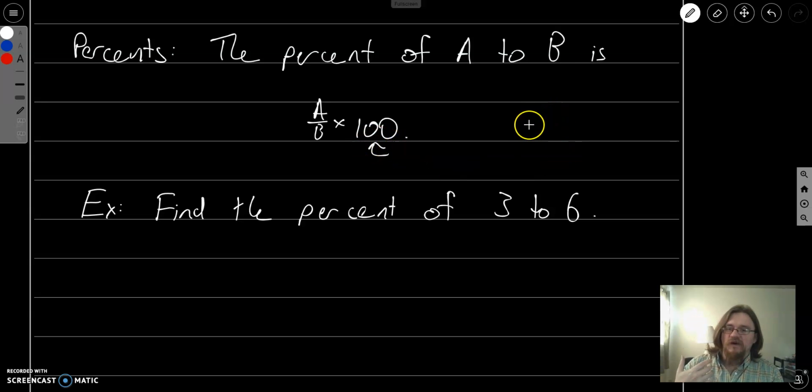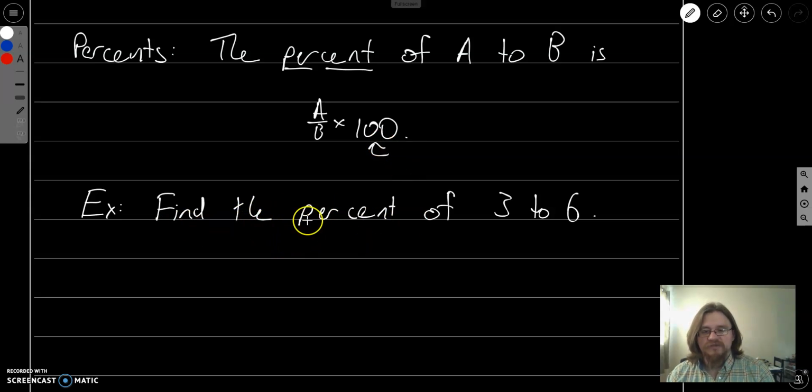And then you can ask, okay, why 100? Where does this come from? Well, if we think about the word percent, it has two parts. It has per and cent. And how many cents are there in a dollar? There's 100. The word cent, C-E-N-T, means 100. So that's why we multiply by 100.